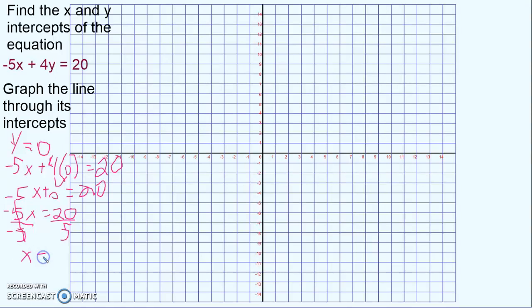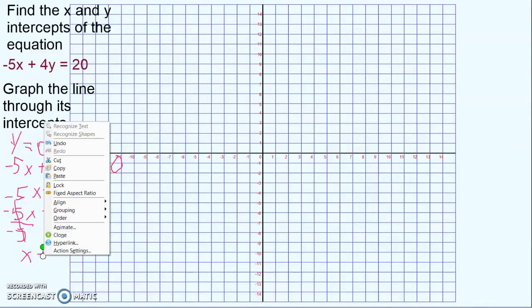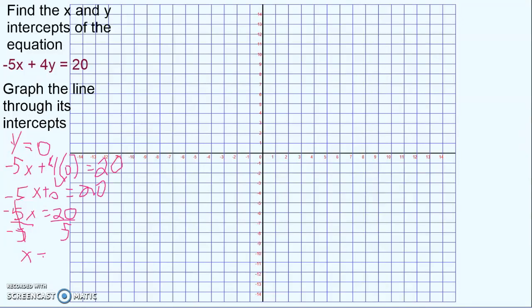And then we have 20 divided by negative 5. I know that a positive divided by a negative is a negative, so I know my answer is going to be negative, and 20 divided by 5 is 4. So I'm going to get negative 4. So when x is equal to negative 4, we have the point negative 4, 0, because remember y is 0. So if we graph that, then we're going to go back 4, 1, 2, 3, 4, and up and down 0. So we get a point right there.